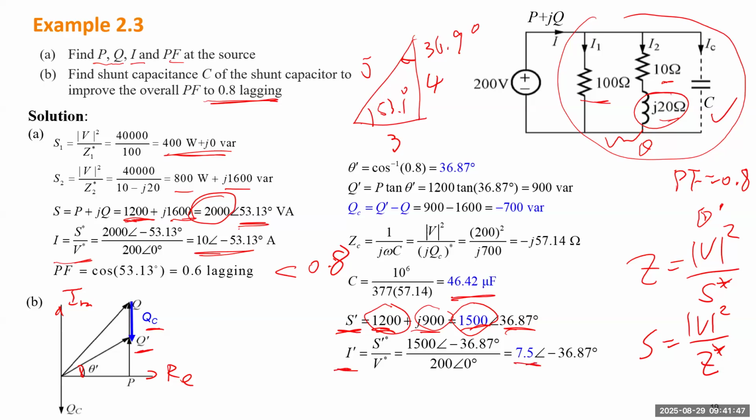The new current is also smaller compared to the original current of 10. So by improving the power factor by adding the capacitor, we can reduce the current by 25% without changing any real power. So that's the benefit of correcting the power factor. Any questions? There's also another example, 2.4, but on a similar circuit with a high voltage setup.